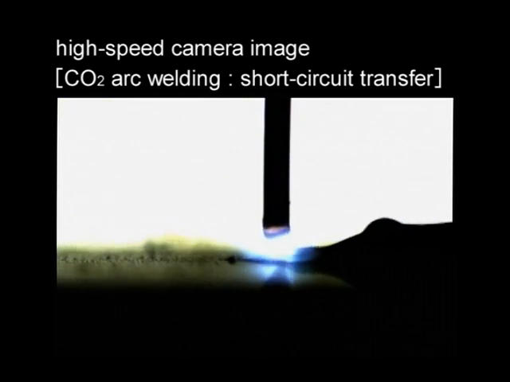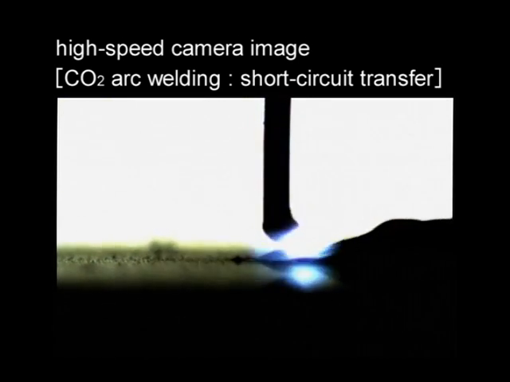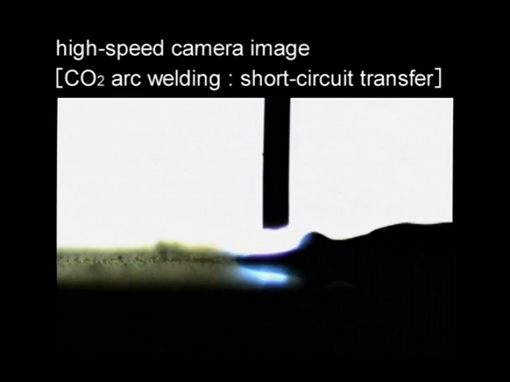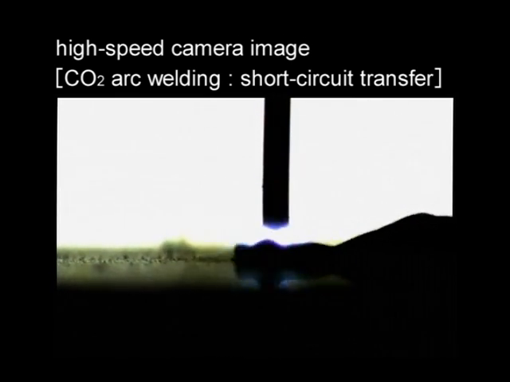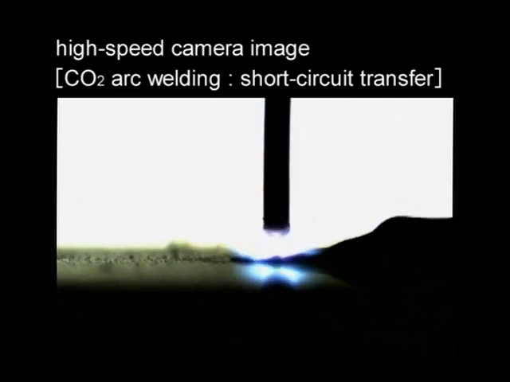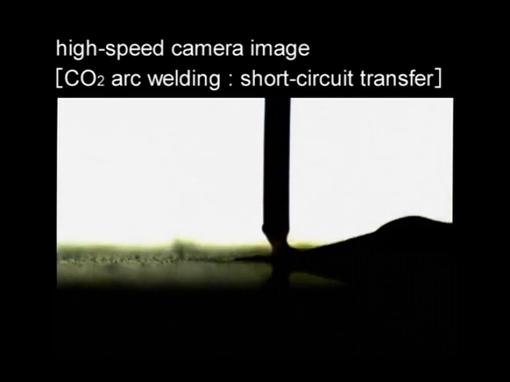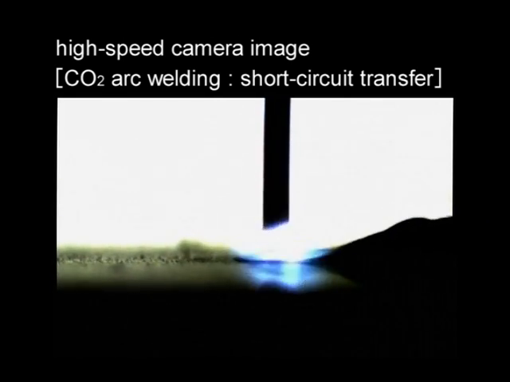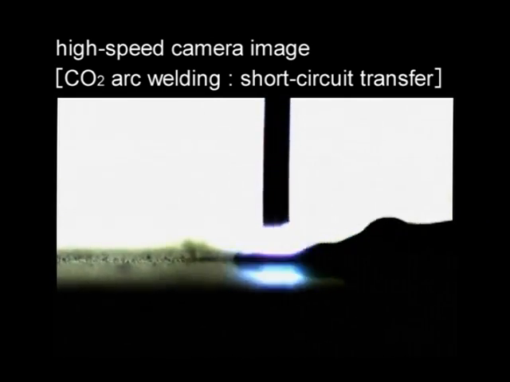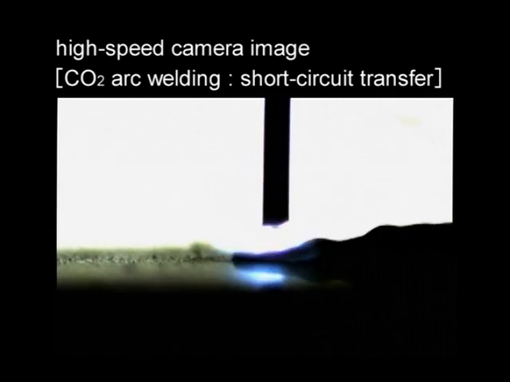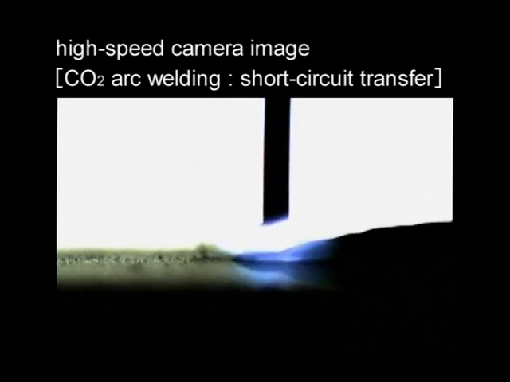Hence, the short circuit transfer mode repeats on and off, and the number of times it repeats is usually between 40 and 200 times per second. In short circuit transfer mode, frequent transfers make the arc stable and minimize spatter.